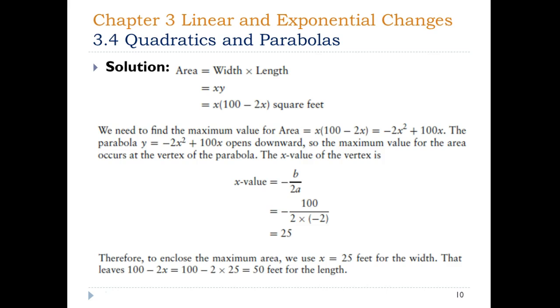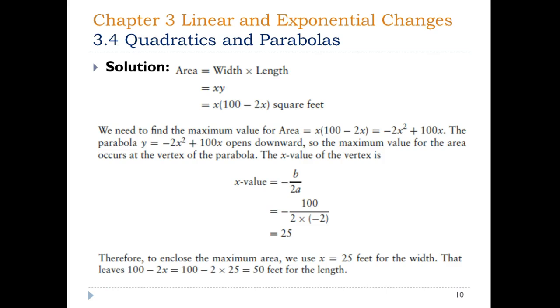The parabola y equals negative 2x squared plus 100x opens downward, so the maximum value for the area occurs at the vertex of the parabola. The x value of the vertex is x equals negative b divided by 2a, or negative 100 divided by 2 times negative 2, or x is equal to 25.